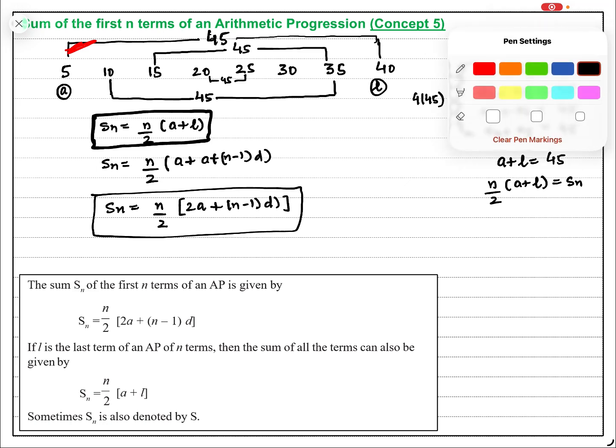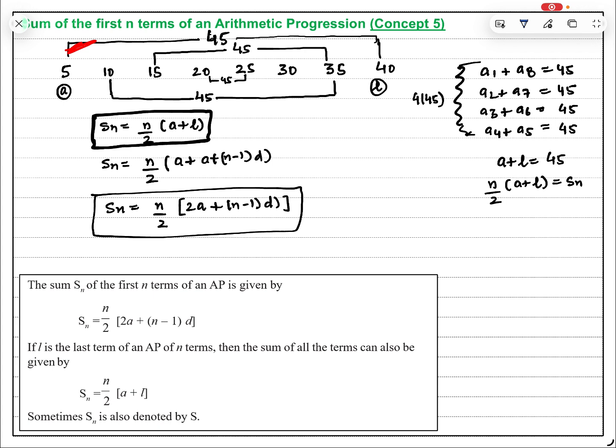Now, one important thing I want to cover here is that these are the two formulas which you have: n by 2 into 2a plus n minus 1 into d, and n by 2 into a plus l. Now, I want to take an example which has an odd number of terms. So I'm going to take a very simple example with an odd number of terms. I'm saying that this particular example has 5 terms. The previous example which we saw had 8 terms.